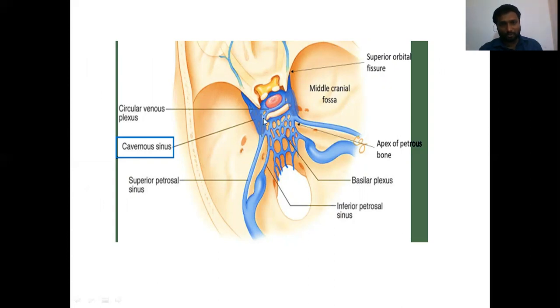Then medially, it is related to the pituitary gland. This is the pituitary gland, and this is the cavernous sinus. First you have to identify that this is the cavernous sinus. Medially, towards the midline, see here comes the midline, it is related to the pituitary gland.